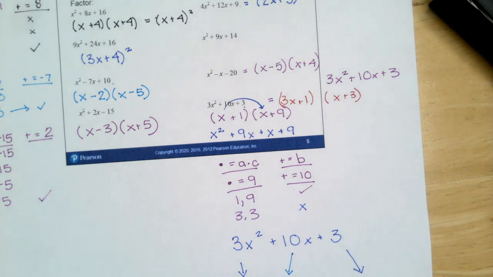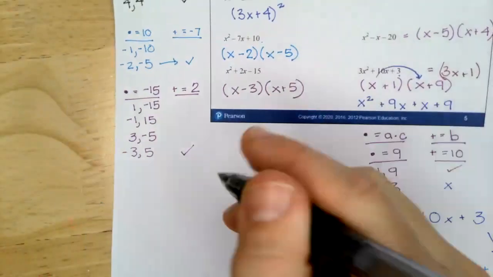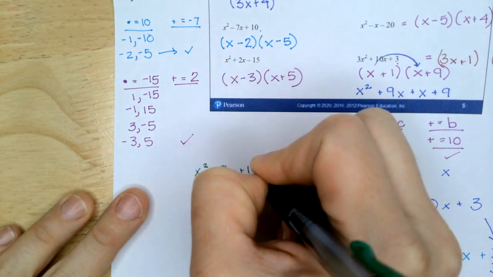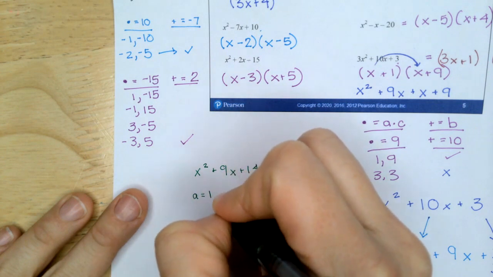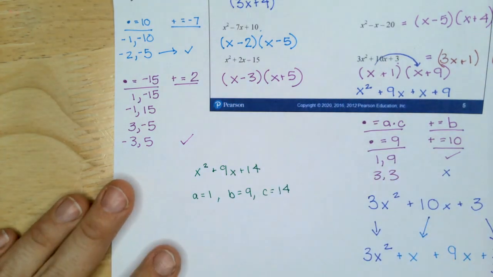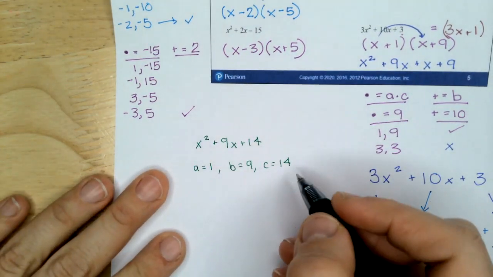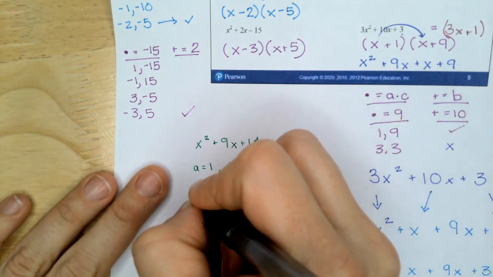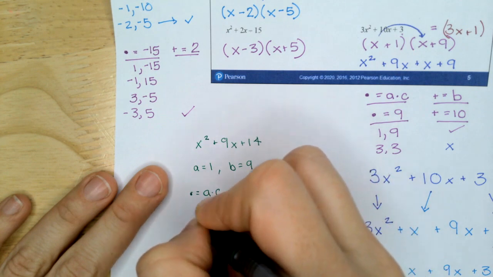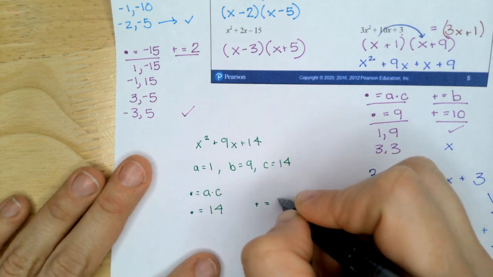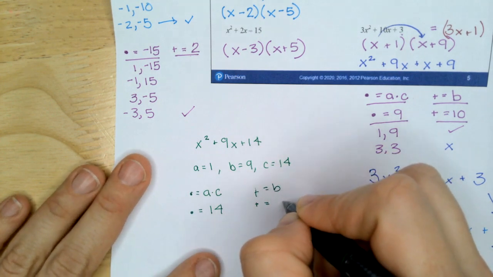Last one. I'll just do it down here. x squared plus 9x plus 14. So a is 1, b is 9, c is 14. Needs to multiply to equal a times c, which is 14. And it needs to add to equal b, which is 9.